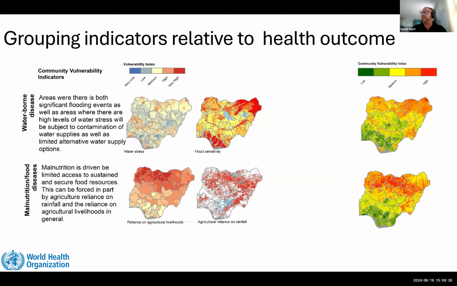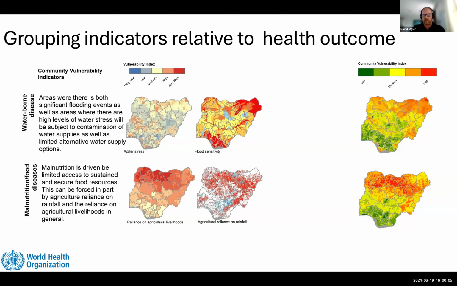This is just an example of the community vulnerability indicators for waterborne diseases and malnutrition. For waterborne diseases, we looked at water stress and flood sensitivity. Combining the two gives you a community vulnerability index for waterborne diseases, whereas combining reliance on agricultural livelihoods and rainfall reliance for agriculture gives you a malnutrition community vulnerability index.